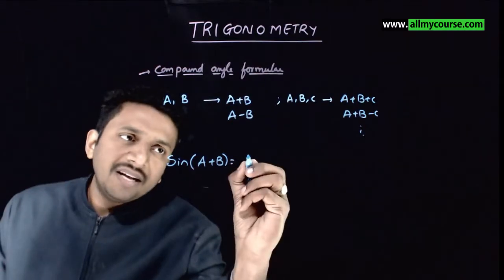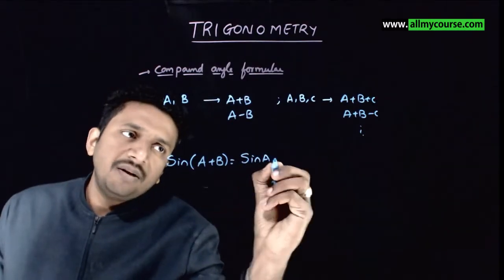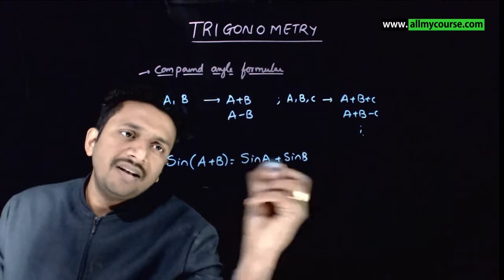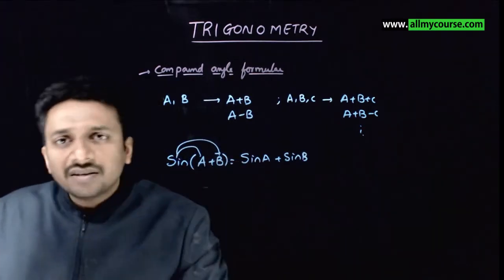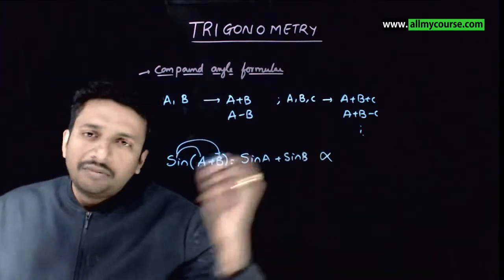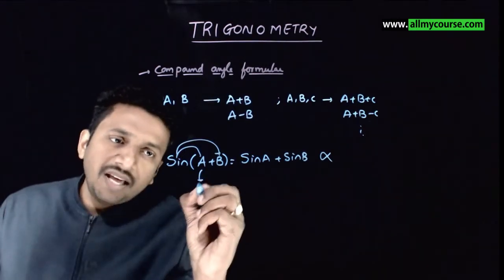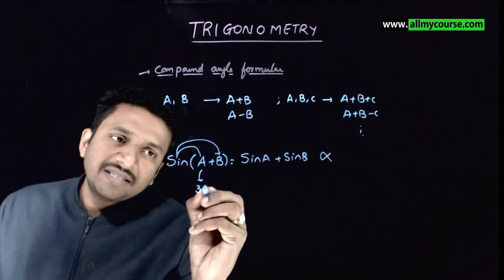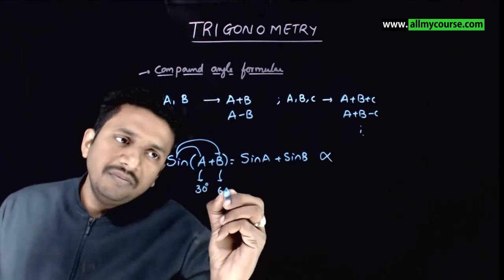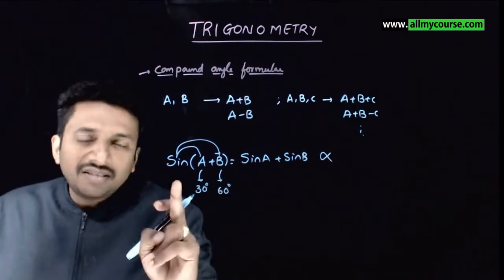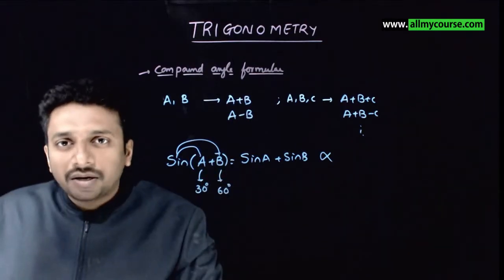So you might feel that sine of A plus B is equal to sine A plus sine B. So I'll distribute this, sine of A plus sine of B, but this is wrong. So let us see that this is wrong. So let us take A is equal to 30 degrees and B is equal to 60 degrees. So let us see whether this equation is valid or not.